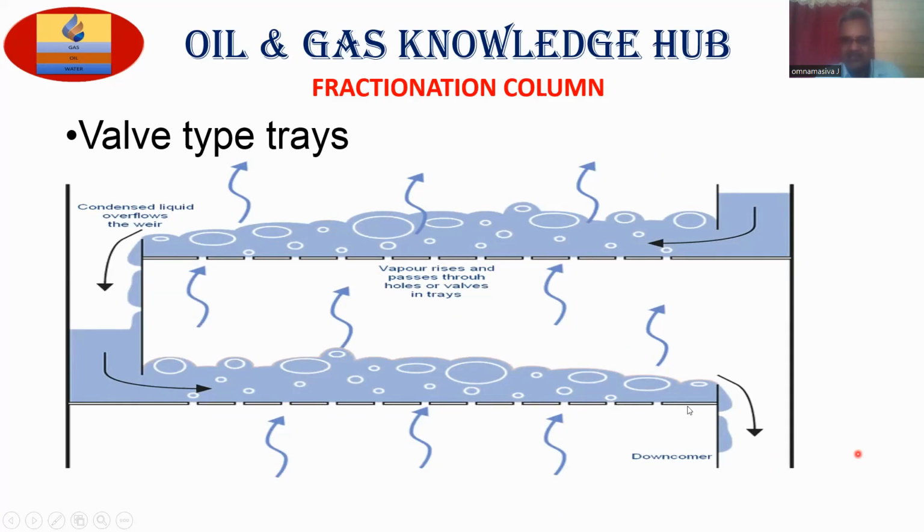Okay. You can see this. Condensed liquid overflows from the weir. Vapor rises under pressure through holes or valves in trays like this. So it depends on temperature and pressure. These two parameters are the most important in the operating conditions.